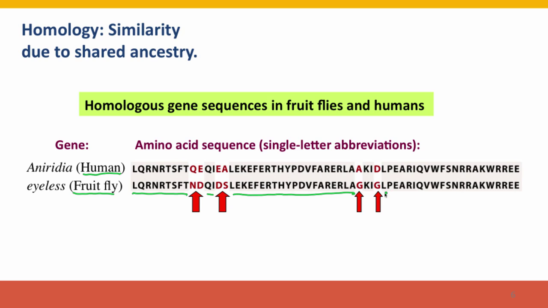The red amino acids are the ones that are different. Almost everything else about these sequences is identical. And this level of similarity must be due to common ancestry. And this tells us that the ability to develop an eye, although the types of eyes are very different in fruit flies and humans, is an ancestral feature that was controlled by this gene in the common ancestor of all animals, and particularly humans and fruit flies.